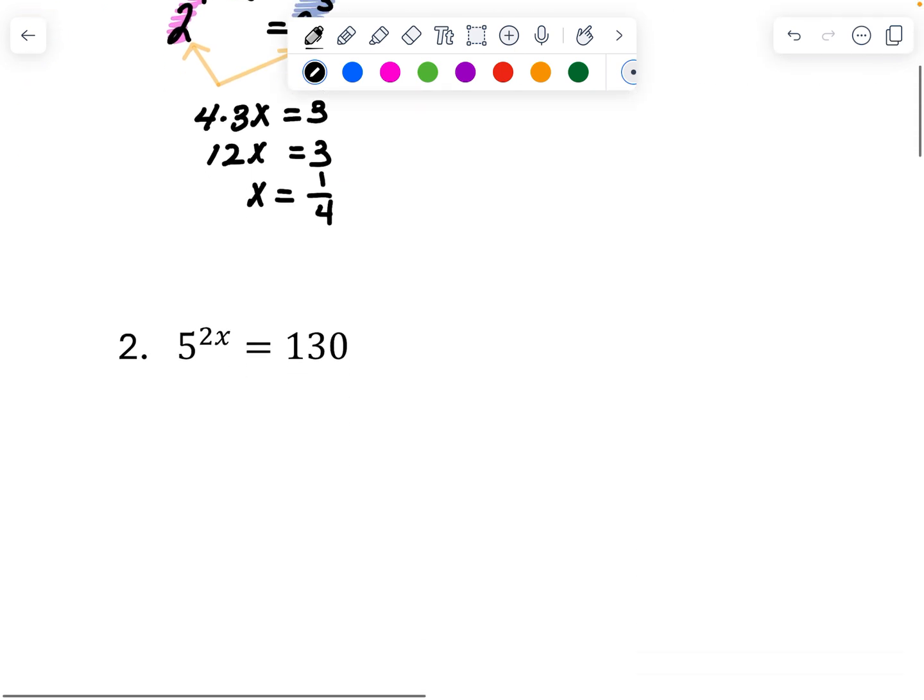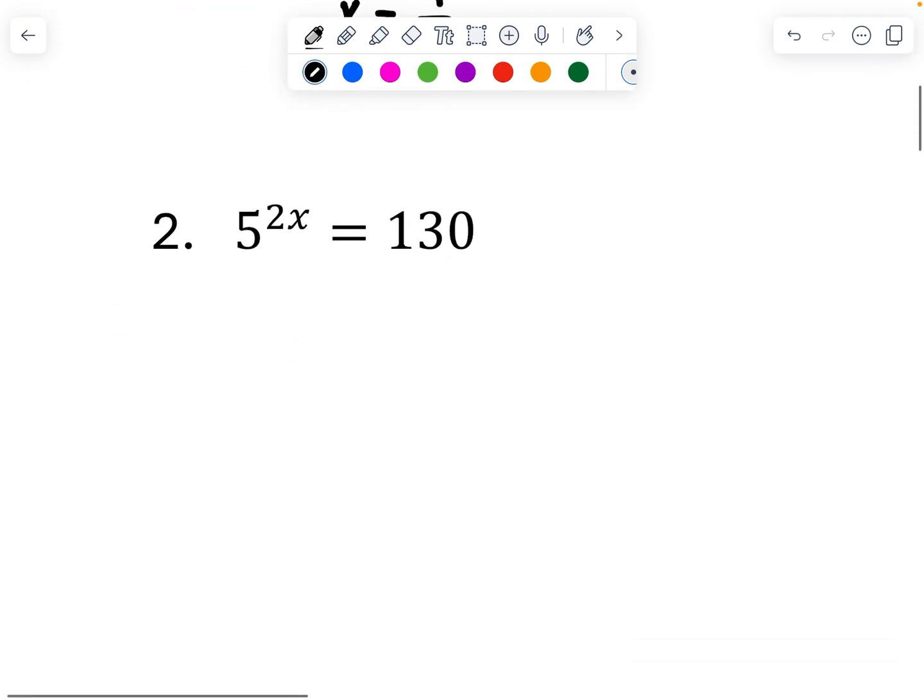Okay? All right. When I look at this problem, I notice again that x is in the exponential. But this time when I look at the 5 and the 130, there is no way to take 5 to any power and get 130. That doesn't work. So because that doesn't work, I then am going to turn it into a log.